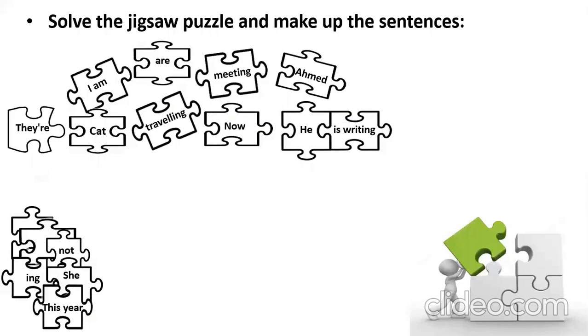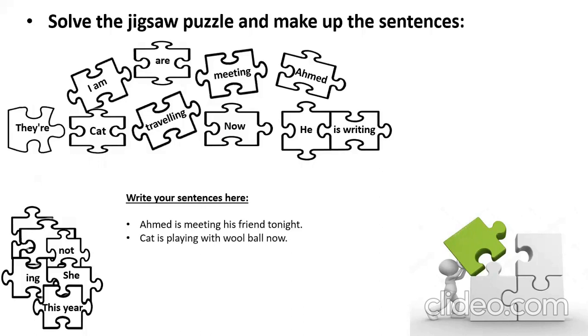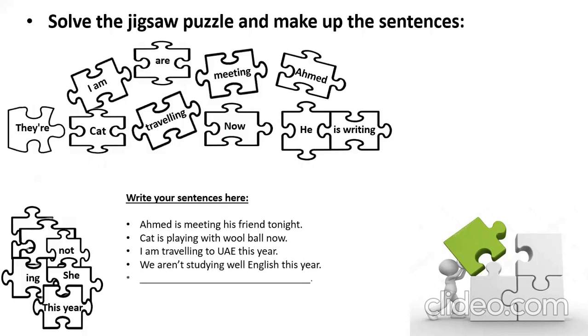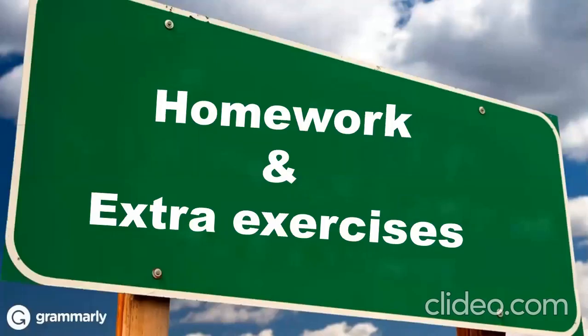And we have an extra exercise here. Solve the jigsaw puzzle and make up these sentences. You can form different sentences from this jigsaw puzzle, and I'm writing some examples here. Ahmed is meeting his friend tonight. Kat is playing with a ball now. I'm traveling to the UAE this year, and we aren't studying full English this year. And you can write a lot of sentences here.